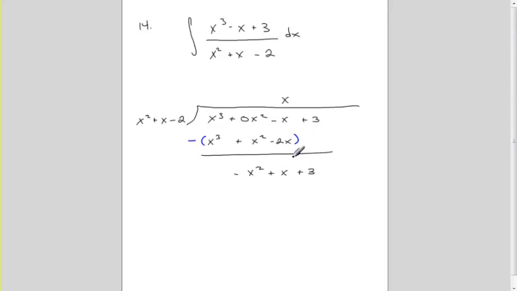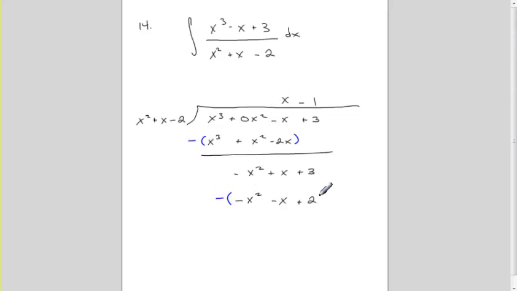Okay, so the next thing we do is go to the next place and say, what number do we need to multiply x squared by to get negative x squared? Well, the answer is negative 1. And then we multiply it out. Negative 1 times x squared is negative x squared. Negative 1 times x is negative x. Negative 1 times negative 2 is positive 2.